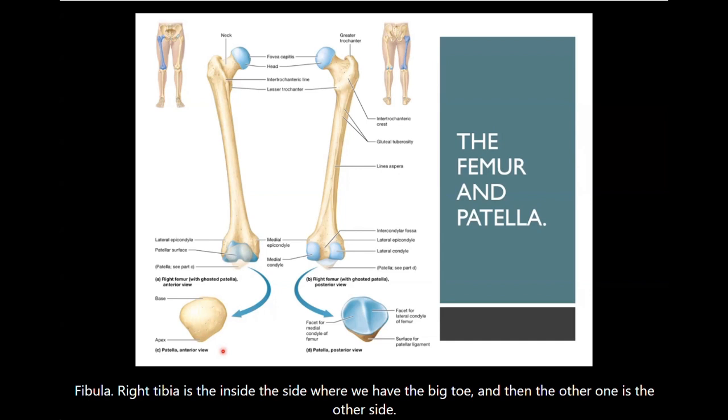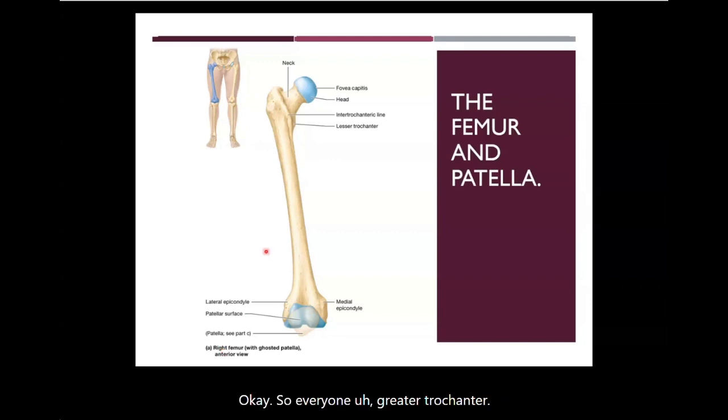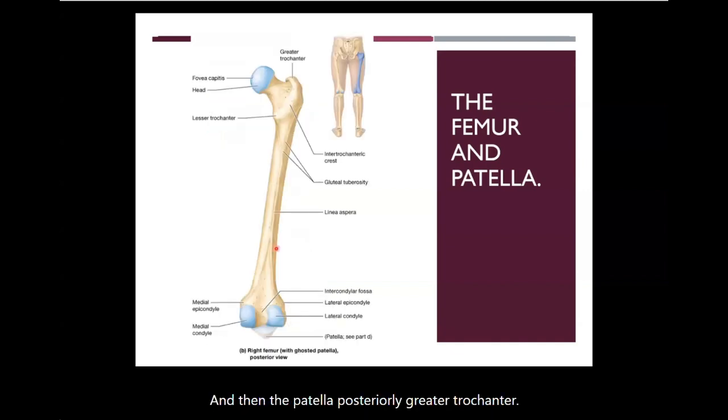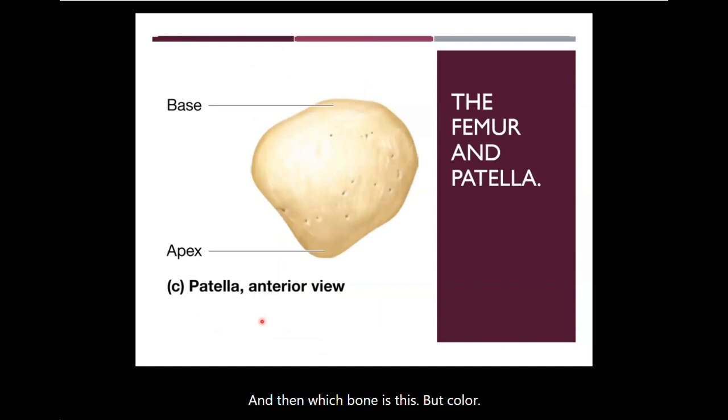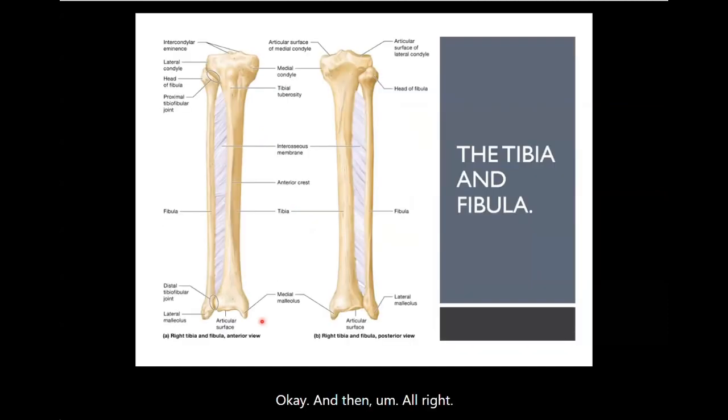The tibia is the inside, the side where we have the big toe, and then the other one is the outside, okay? So everyone, anteriorly: greater trochanter, lesser trochanter, trochanteric line, lateral epicondyle, medial epicondyle, and then the patella. Posteriorly: greater trochanter, lesser trochanter, and then medial epicondyle, lateral epicondyle, medial condyle, lateral condyle, intercondylar fossa. And then which bone is this? Patella. Okay.